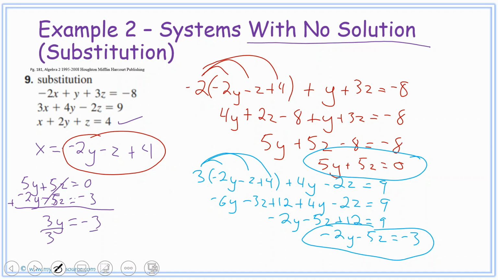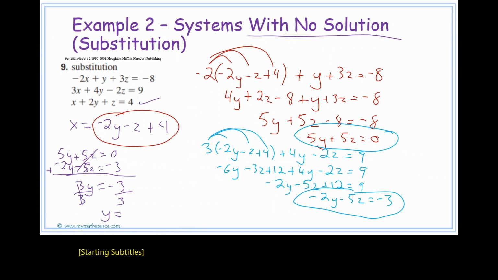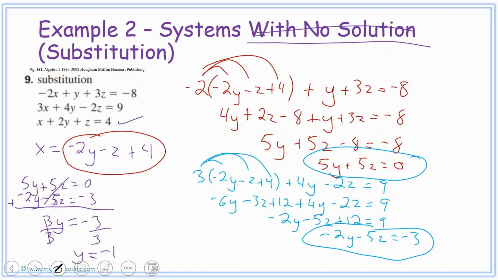And divide both sides by 3, and you get y equals negative 1. All right, so this title had no solution, but this one actually does have a solution. So just ignore that title.